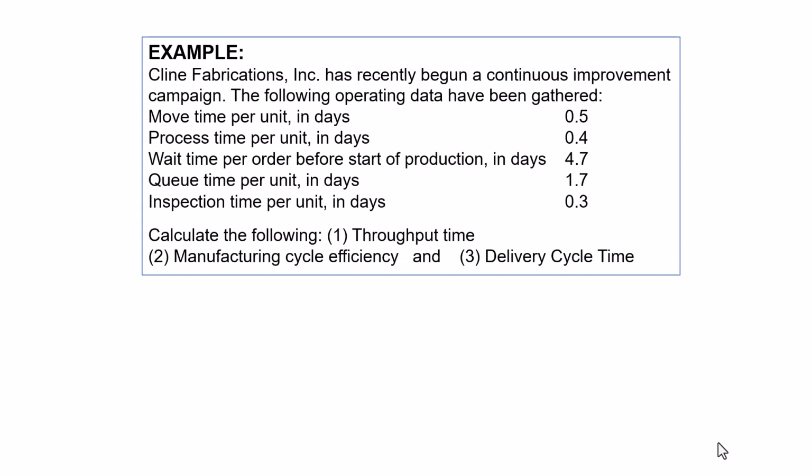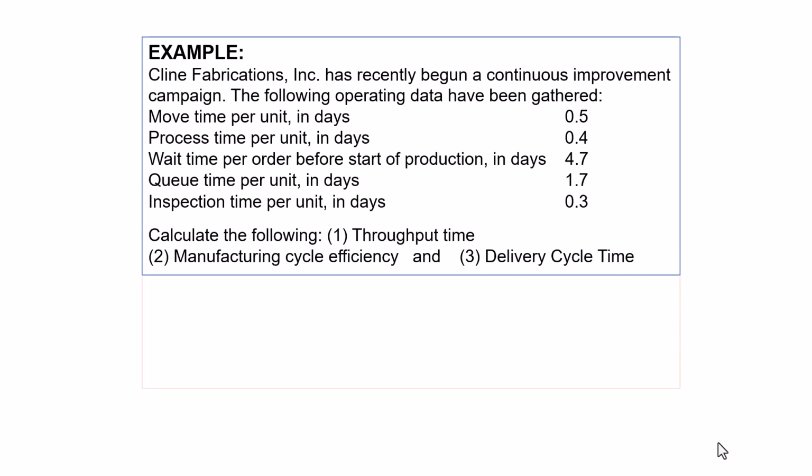Now let's work an example. Klein Fabrications, Inc. has recently begun a continuous improvement campaign. The following operating data have been gathered: move time per unit in days, 0.5; process time per unit in days, 0.4; wait time per order before start of production, 4.7 days; queue time per unit in days, 1.7; and inspection time per unit is 0.3 days. We're going to calculate the throughput time, the manufacturing cycle efficiency, and the delivery cycle time.